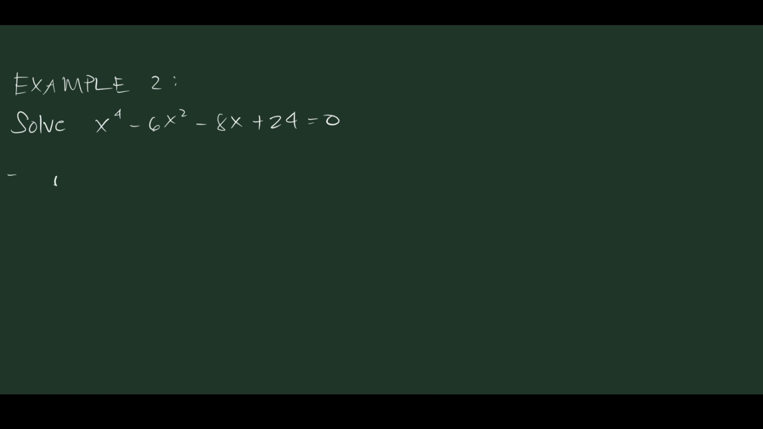Factors of 24. This is our a0, right? So what are those? That would be positive negative 1, positive negative 24, positive negative 6, positive negative 4, positive negative 8, positive negative 3. We also have positive negative 12, right? Are there any more? We also have positive negative 2. So there you have it.